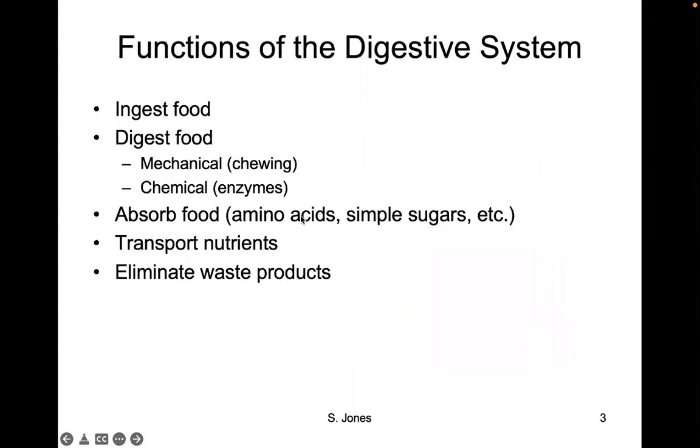All right. So the functions of the digestive system are to ingest food. That means getting something from the external environment into your mouth and then into the digestive tract, basically to start the process of digestion. And there's two types of digestion. Digestion in itself means to break something down.